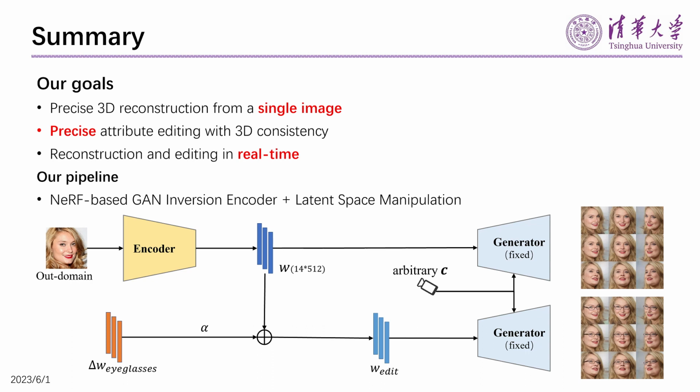In this paper, we studied the three-dimension-aware image attribute editing problem. We have three keywords in our goals: a single image, precise, and real-time. To achieve our goals, we train a NeRF-based GAN inversion encoder and perform latent space manipulation to achieve semantic editing, such as smiling and wearing eyeglasses. Our key point is how to train the inversion encoder and how to improve the precision of the editing.